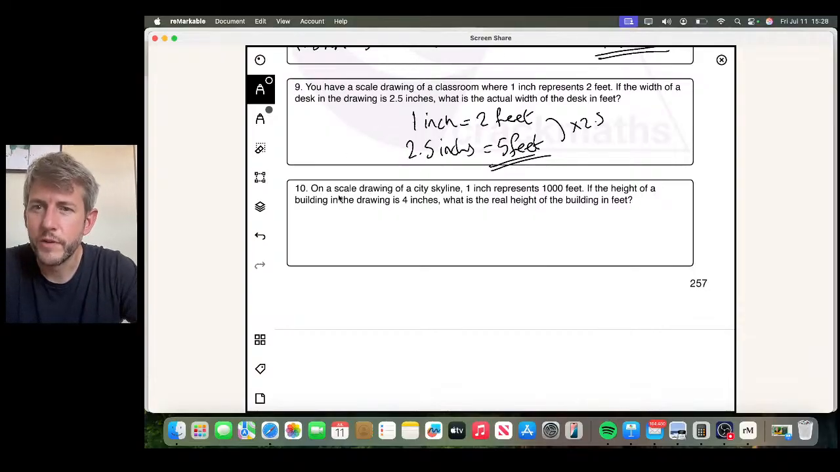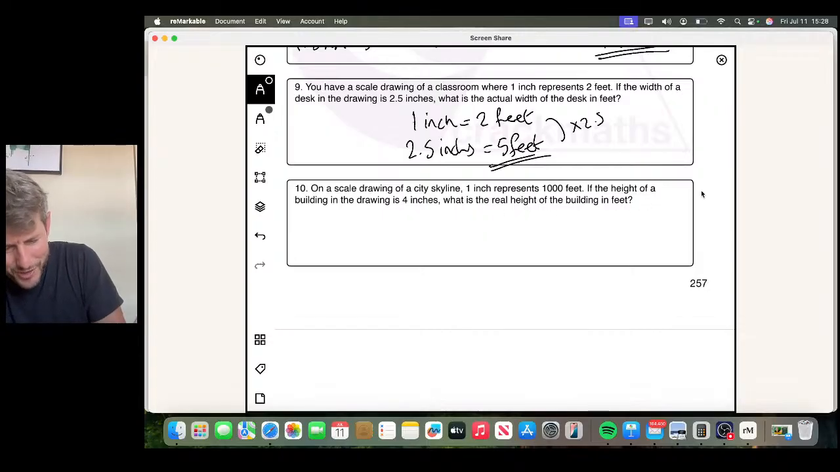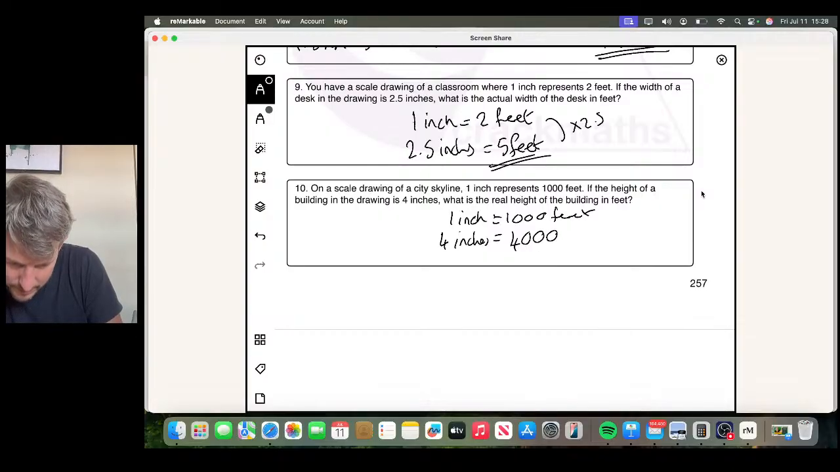Right, question 10. On a scale drawing of a city skyline, 1 inch represents 1,000 feet. Oh, that's a lot. If the height of a building in the drawing is 4 inches, what would be the real height of the building in feet? Interesting. Let's do this first. 1 inch equals 1,000 feet. So 4 inches would be 4,000 feet.